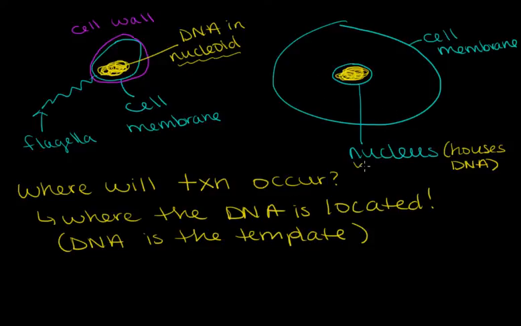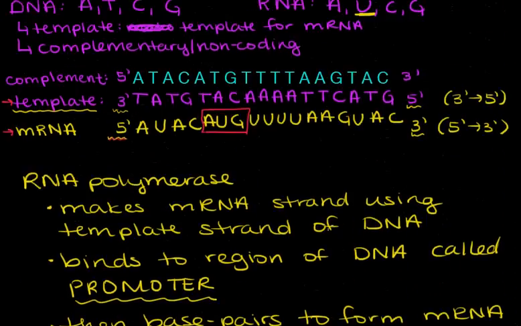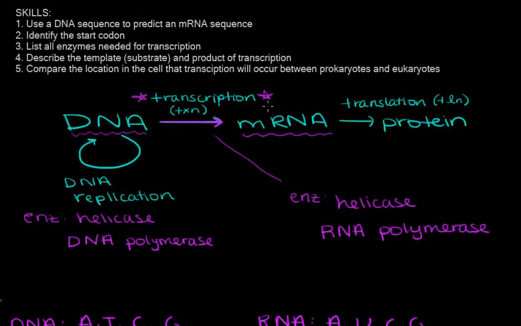Okay, so let's quickly compare this to DNA replication. DNA replication occurs in the nucleoid and in the nucleus because DNA is the template for both transcription and replication. So both of these processes, transcription and replication, must occur where the DNA is found. So it really logically makes a lot of sense.